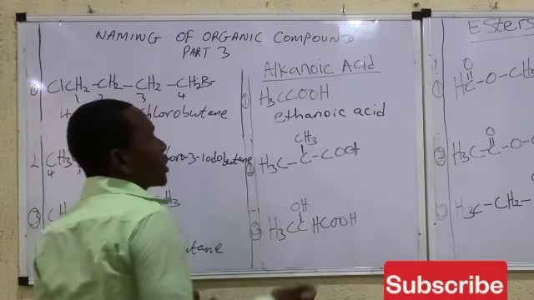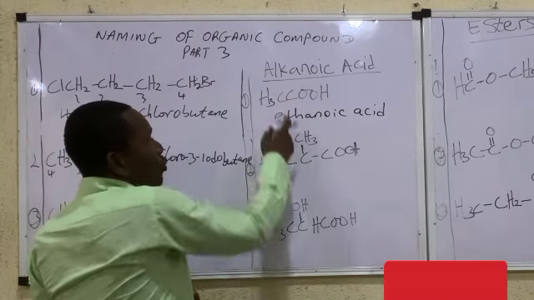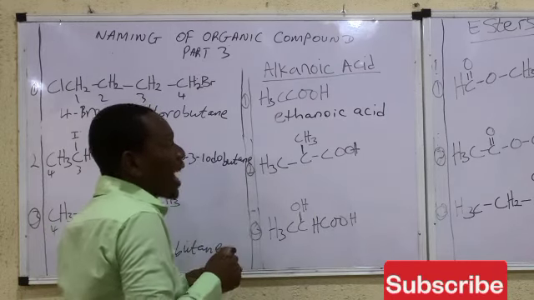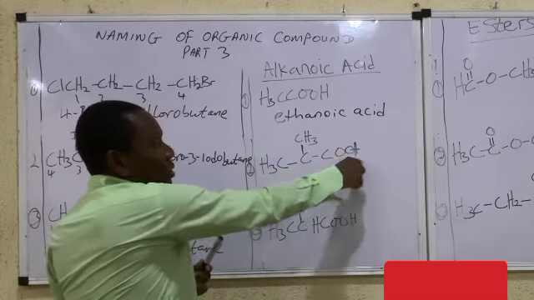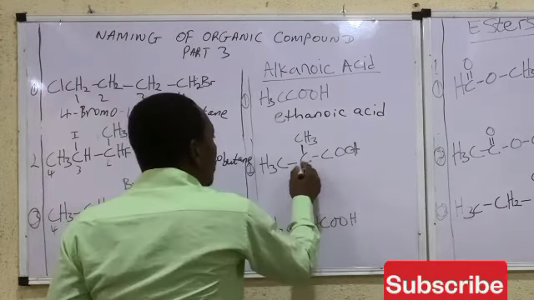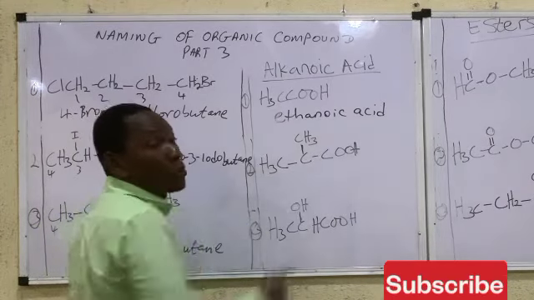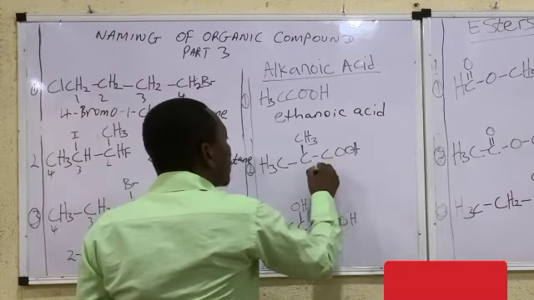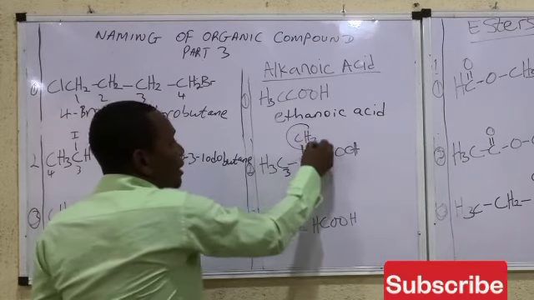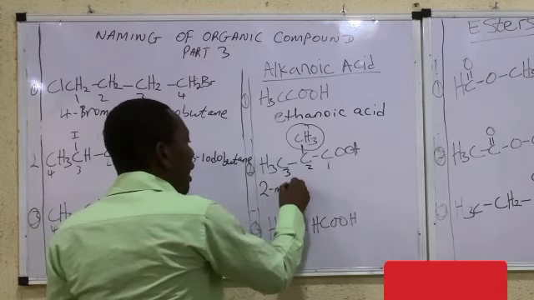Look at the next one here. What is the longest chain? The longest chain here is 1, 2, 3. Always remember to add the carbon that carries this COOH. So always remember to add it, right? 1, 2, 3. You must start counting from the side that has this functional group. Very important. All right, 1, 2, 3. We have a methyl group at carbon 2. So in this case, we now have 2-methyl.